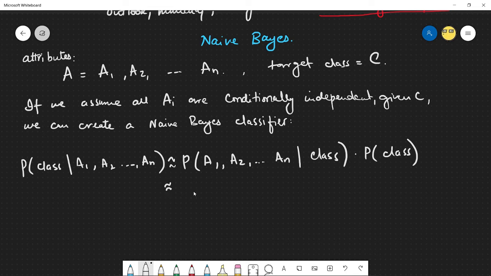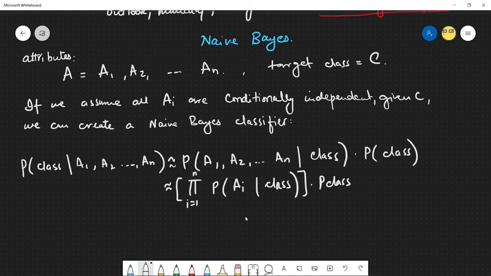Instead, we will assume that it is a product of i equals 1 to n of all of my Ai given a class. So this is me using naive Bayes, times the product of the class, and I'm going to put box brackets around here. Okay, so it's much cleaner here.